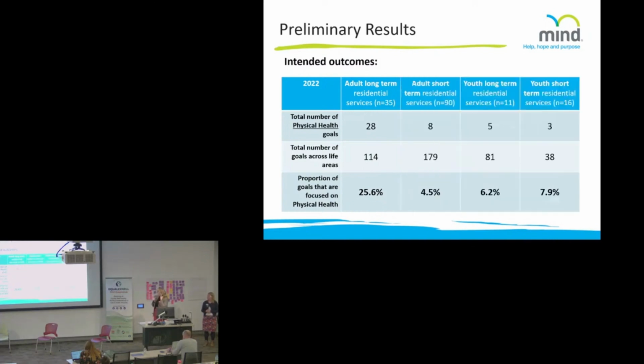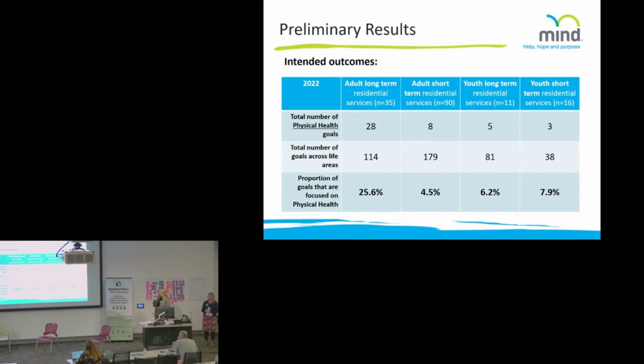And I also pulled the same data for other residential service types. So we've also got adult and youth short-term residential services, which are prevention and recovery centres, or step-up, step-down services, which are about 14 to 28 days in length, and also youth long-term residential services, to see what proportion of goals set in those are focused on physical health. And you can see it's far lower than the adult long-term residential services.